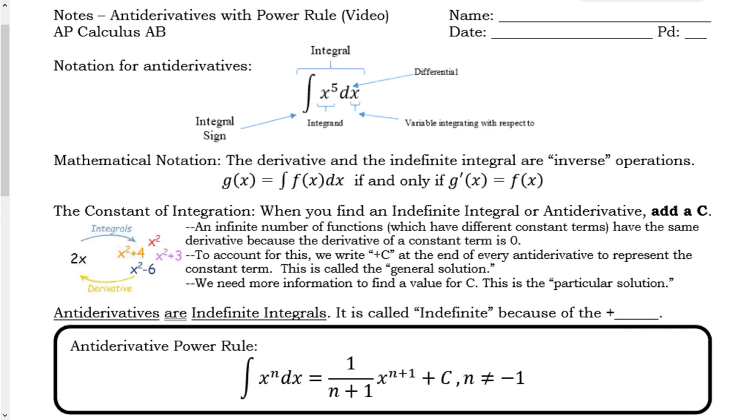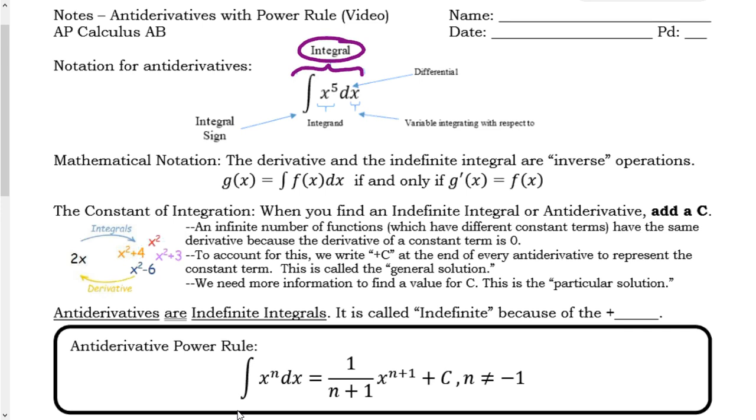Hello, today we are talking about antiderivatives using the power rule. Before we start, we're going to talk about what notation all this stuff is. For the first thing, we have this entire thing, and again, this is the entire thing here, is called the integral.